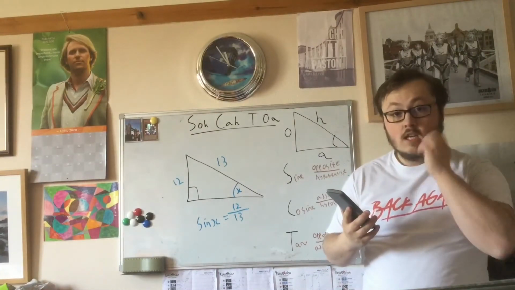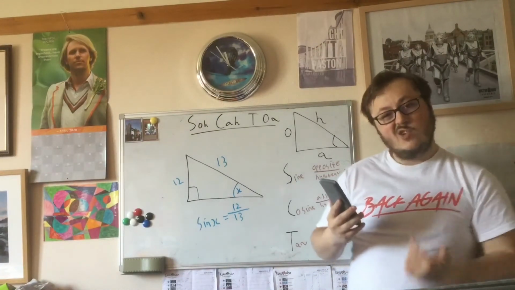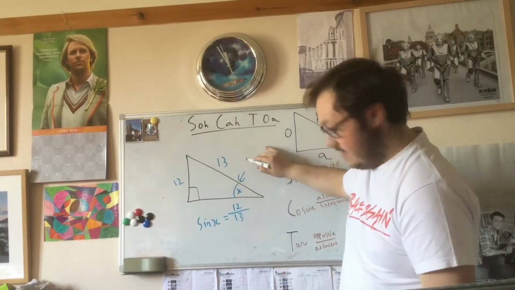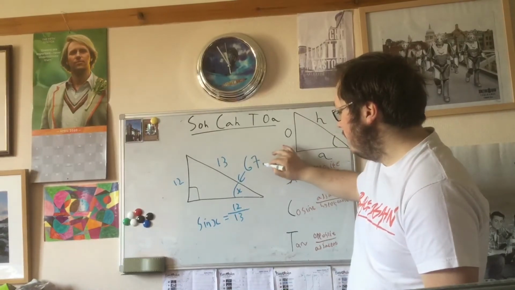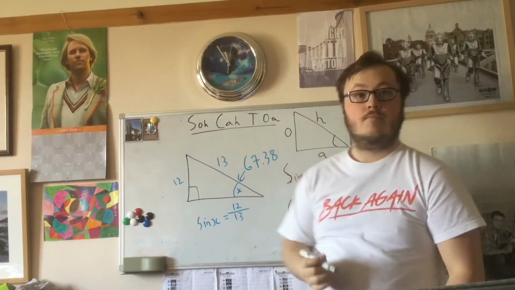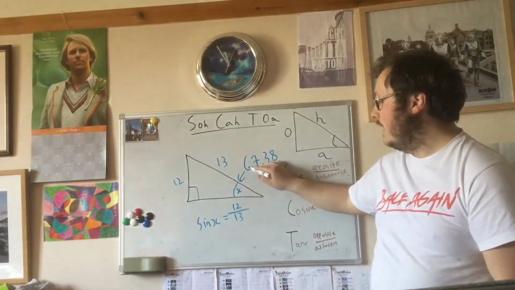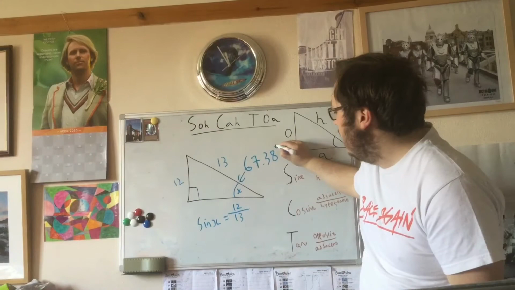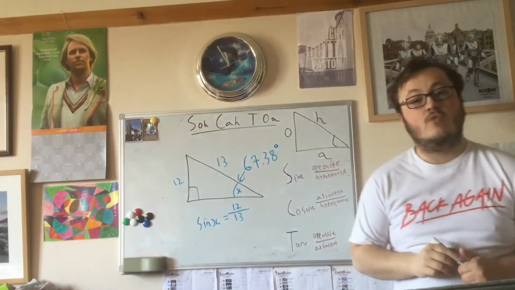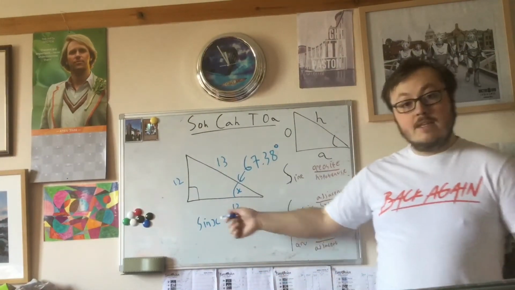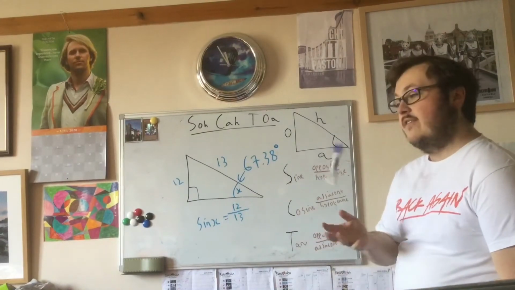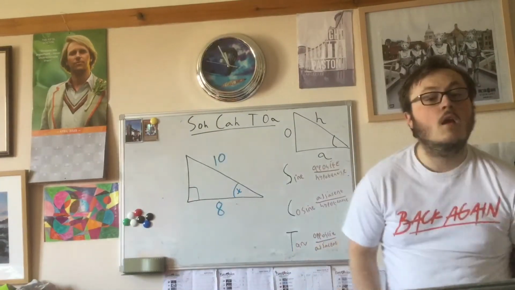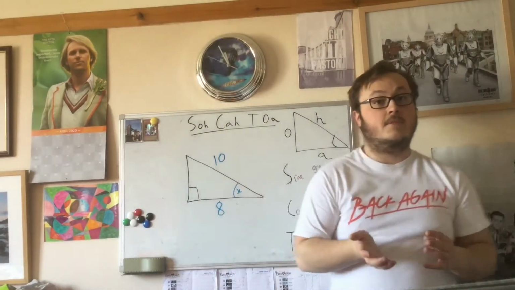So if the sine of the angle is 12 over 13, the actual angle to 2 decimal places is 67.38. But that's still not complete. How do we complete it? Well, we put a little circle at the top of it, because it's degrees. So the missing angle here is 67.38 degrees.